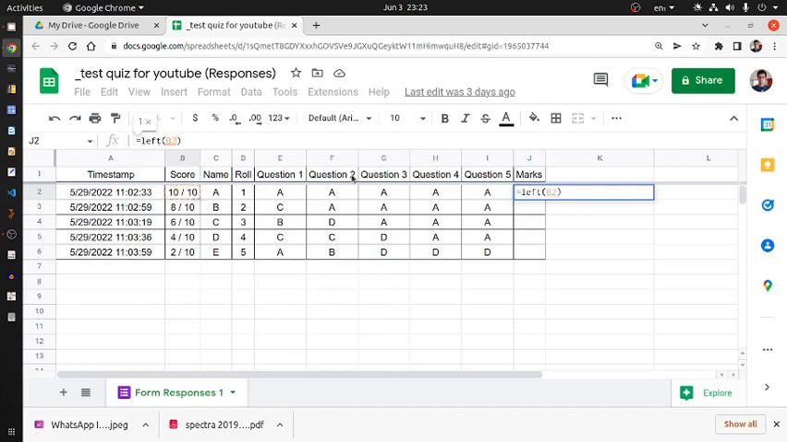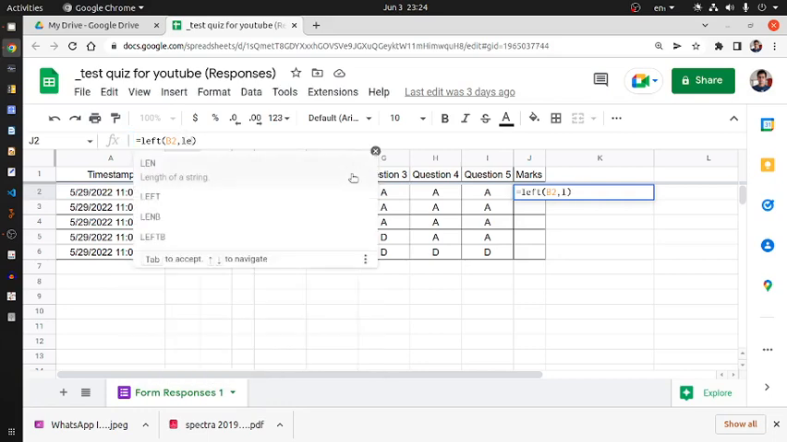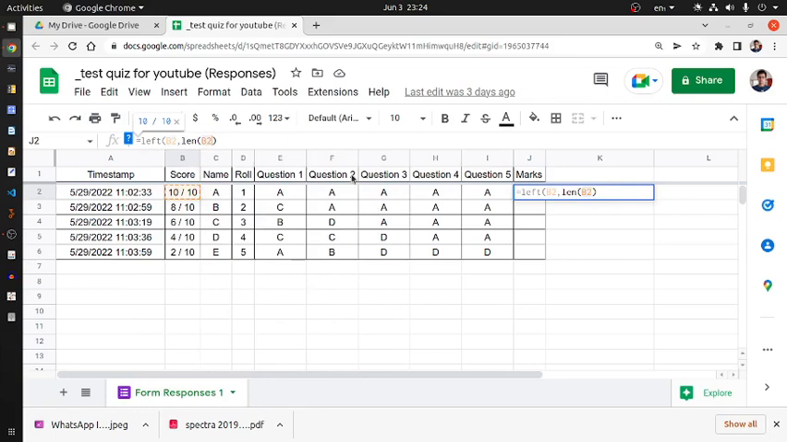Then comma, then we have to find out the length of the string we would like to collect as marks. That is, from the left-hand side, how many characters. That is identified by the forward slash location. So what is this? LEN of B2, that particular cell, minus FIND the forward slash character in this particular cell B2, then minus 1.